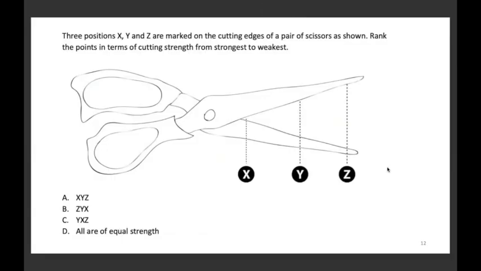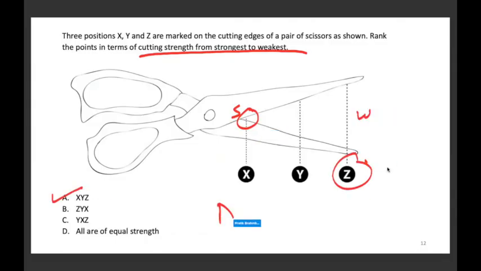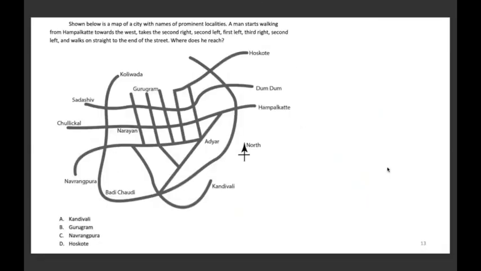3 positions X, Y, and Z are marked on the cutting edges of a pair of scissors as shown. Rank the points in terms of cutting strength from strongest to the weakest. Okay, the strongest cutting point to the weakest cutting point. In this case, the strongest cutting point will be X and the weakest will be Z. So the answer is A, which says X, Y, and Z. Okay, we'll move to the next one.